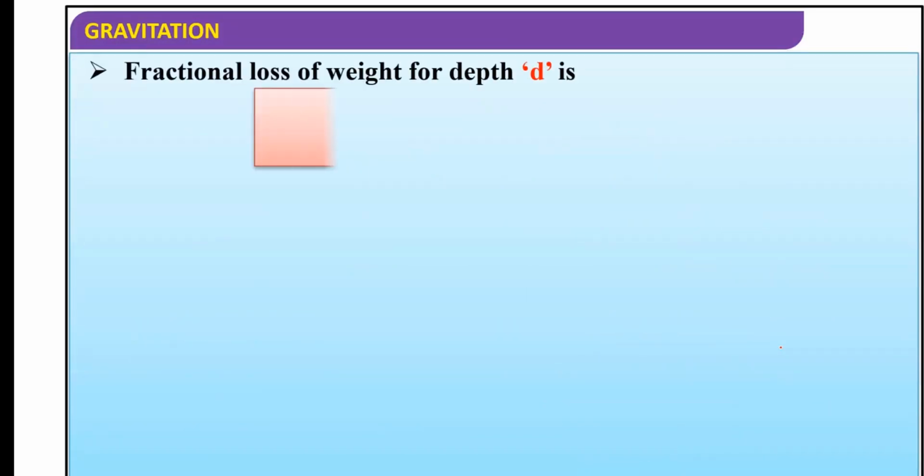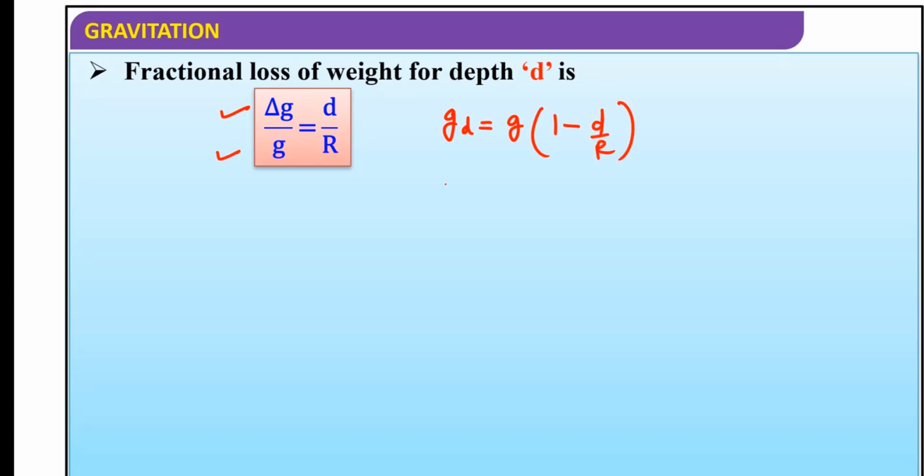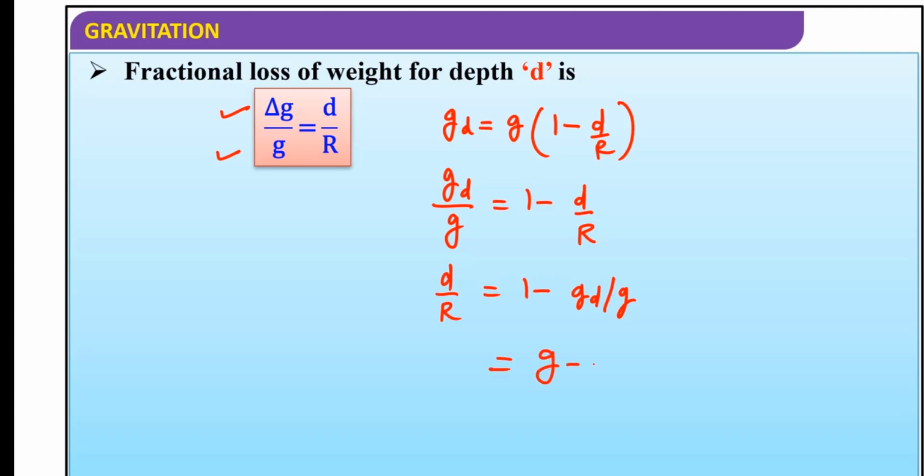Okay, next one is fractional loss in the gravitational acceleration with depth. Again, we can simply write delta g upon g equals d by R. The same way we can derive by using the same equation, g_d equals g(1 minus d by R). You can write it like this, g_d by g is 1 minus d upon R, or d by R equals 1 minus g_d upon g. So it is (g minus g_d) divided by g, which is nothing but d by R.